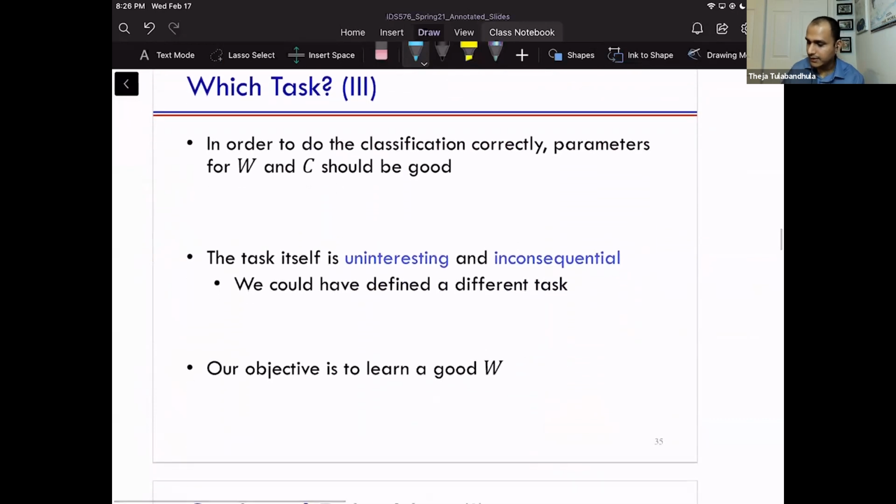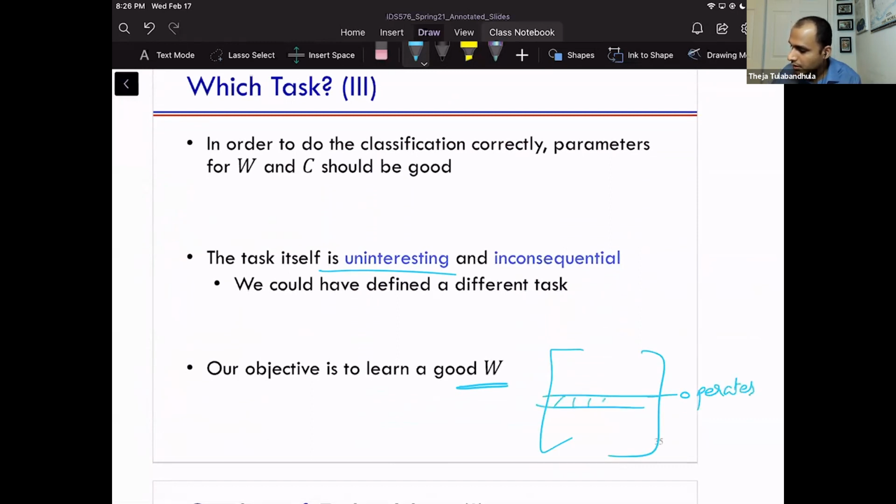This is exactly what I said. The task itself is probably not interesting and may not be consequential, but at the end of the day, we'll get a good bunch of parameters in the W. So how do we think of W? Think of W as, the word "operates" has some bunch of numbers, and those numbers are hopefully updated so that the classification performance is high.